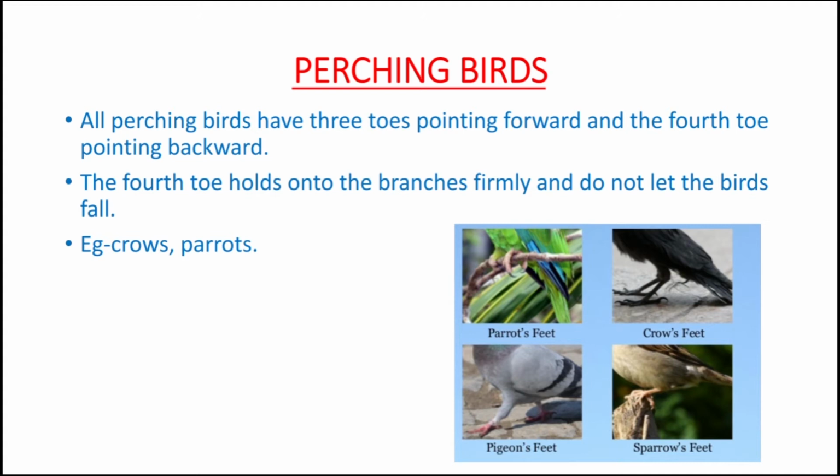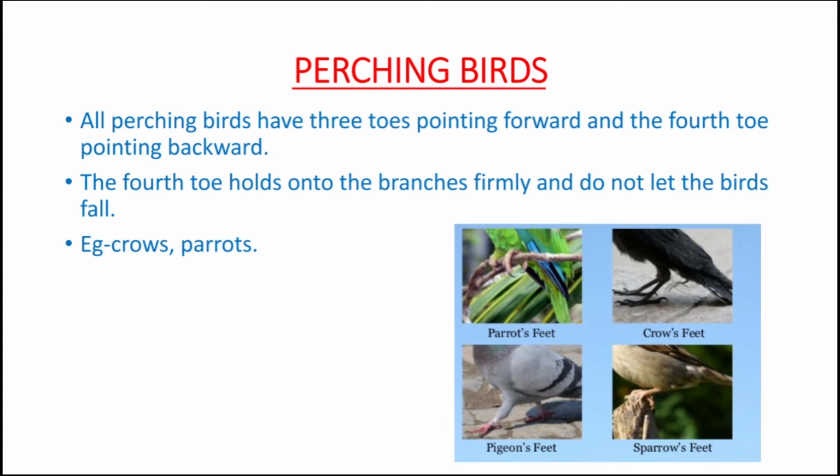All perching birds have three toes pointing forward and the fourth toe pointing backward. The fourth toe holds onto the branches firmly and does not let the birds fall. Firmly means very tightly. The fourth toe holds onto the branches very tightly so that the birds do not fall when they sit on the branches.